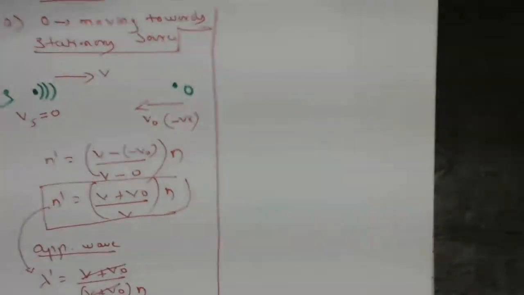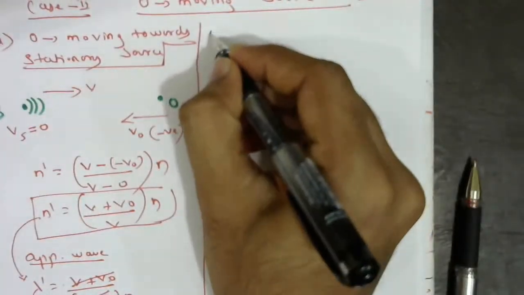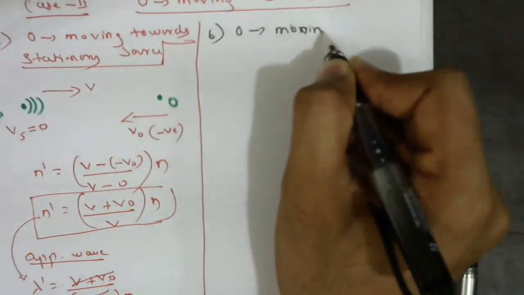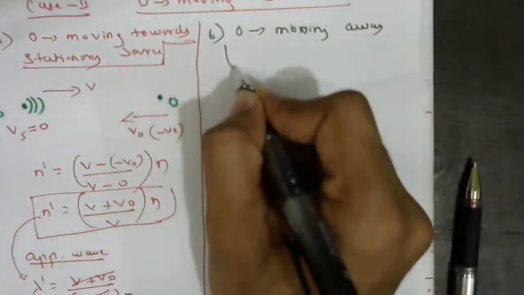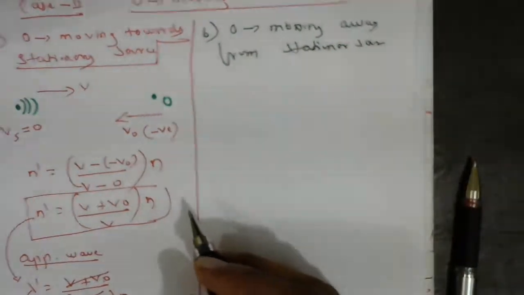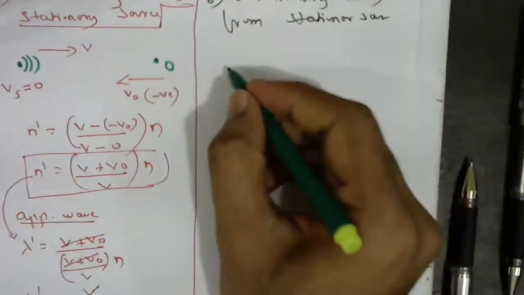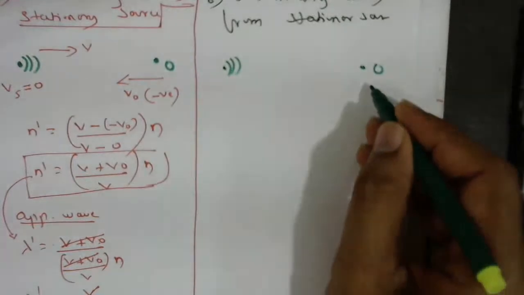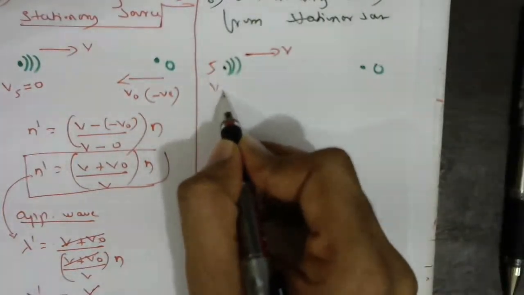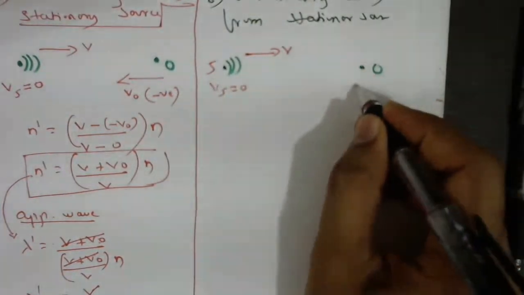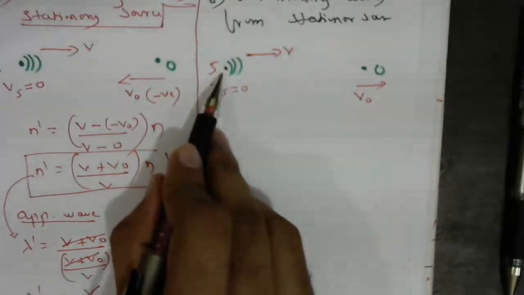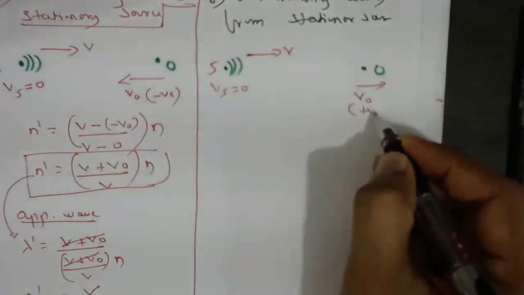And second case, observer is moving away from stationary source. Source which is at rest. Observer, velocity of sound from source to observer, velocity of source is 0, and observer is moving away from source. Velocity of observer, this velocity of observer direction from where to where? Source to observer. This one you have to take plus.